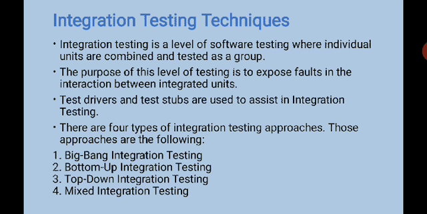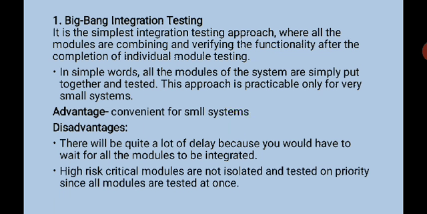Let's see one by one, starting with big bang. This is the simplest integration testing approach, where all the modules are combined and the functionality is verified after the completion of individual module testing. Individual module testing means unit testing. So in simple words, all the modules of a system are simply put together and tested. Like you tested one by one, then you put all the modules together and test again.